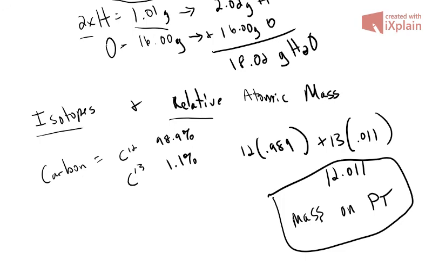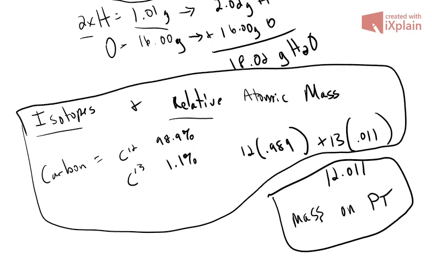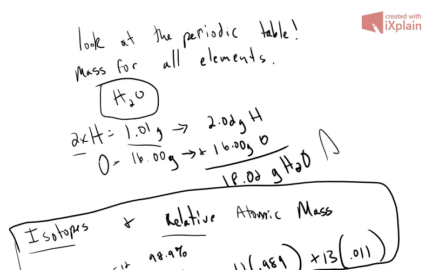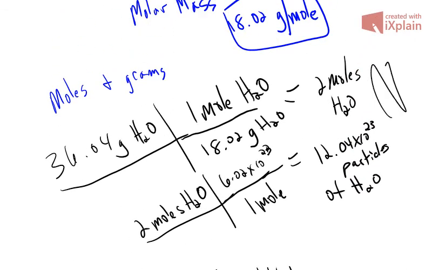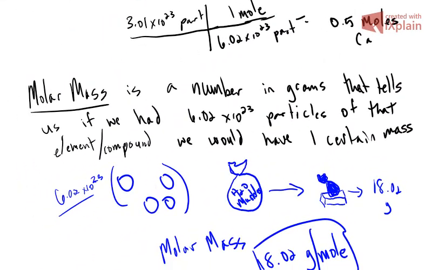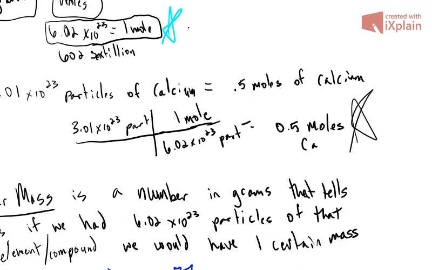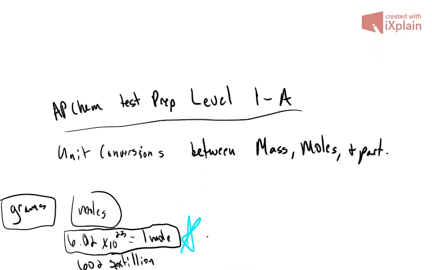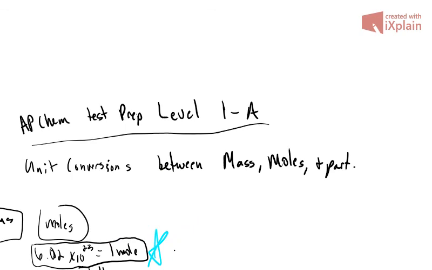Okay, so you need to know how to do relative atomic mass calculations. You need to understand how and why those numbers are calculated. You need to recognize how to find the molar mass of an element and how to use that molar mass to do conversions, how to draw better stars, and then how to convert from particles to moles and moles to particles. Okay, very quick. This is very easy, breeze through material. So that is AP Chem Test Prep Level 1A.